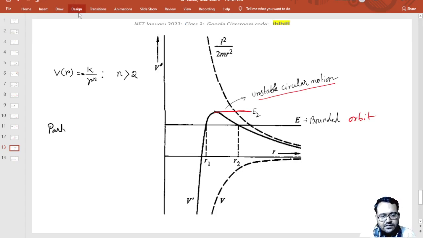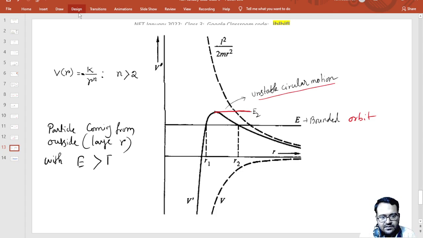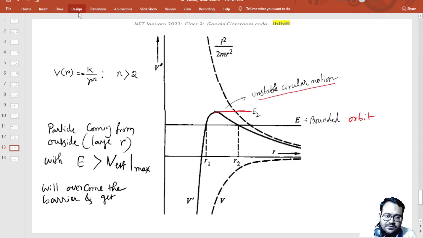So a particle coming from outside, at large R, with V greater than V effective max, that E2 is V effective max, will overcome the barrier and get inwards to the origin.